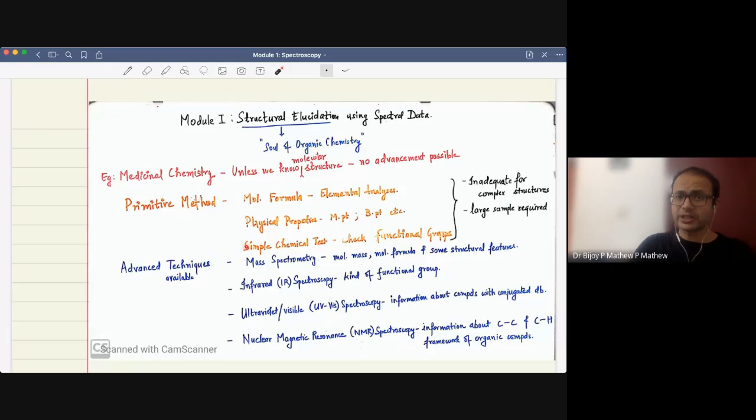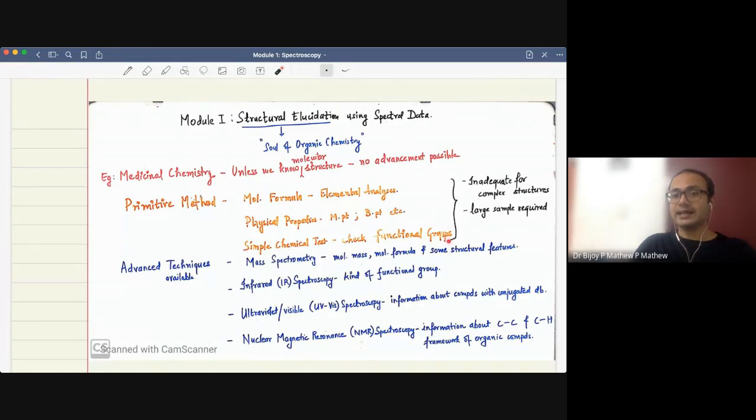Now, these things, like simple tests to determine the functional group and physical properties like melting point, you will be doing in the qualitative analysis of organic compounds in your practical classes. There you will be doing certain chemical tests to determine what kind of functional group is present, whether it is a carbonyl compound, an aldehyde, an acid, a nitro compound, or a primary amine. There are many such tests. Using those, you will try to determine what type of functional groups are present in your molecule.